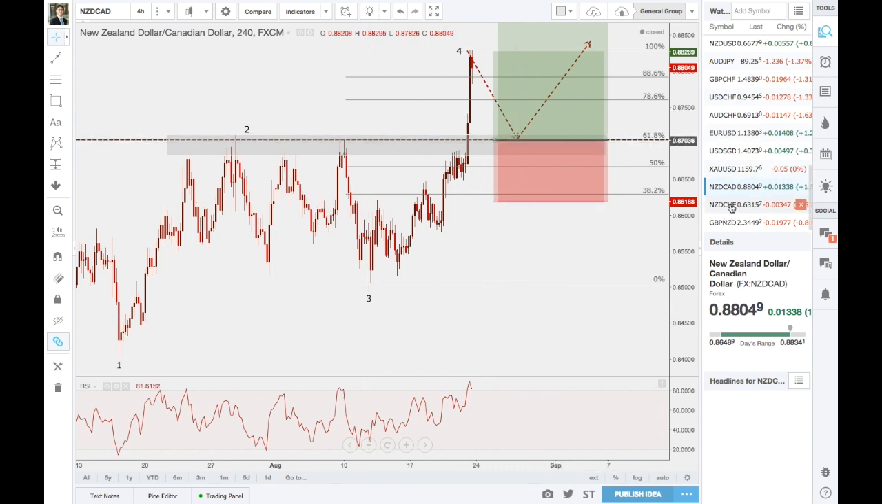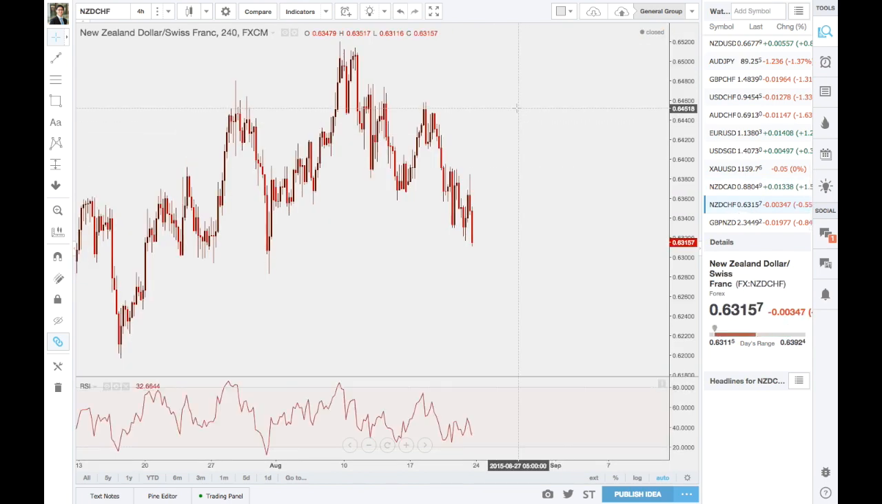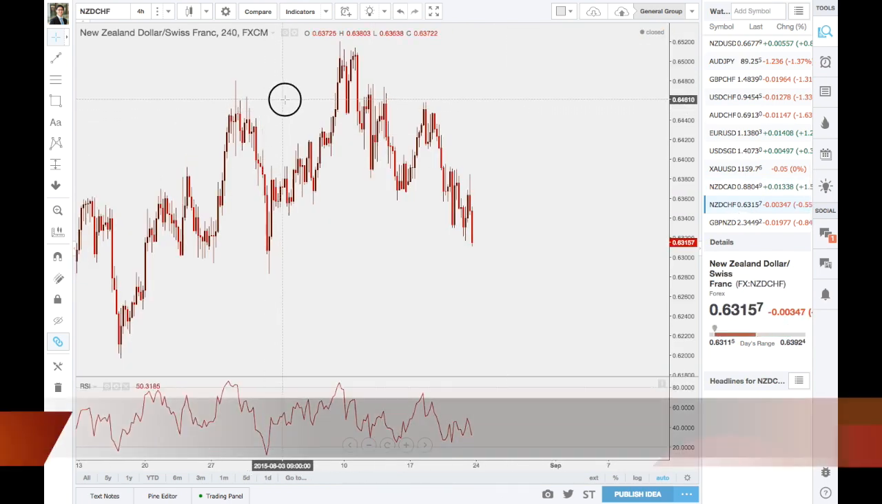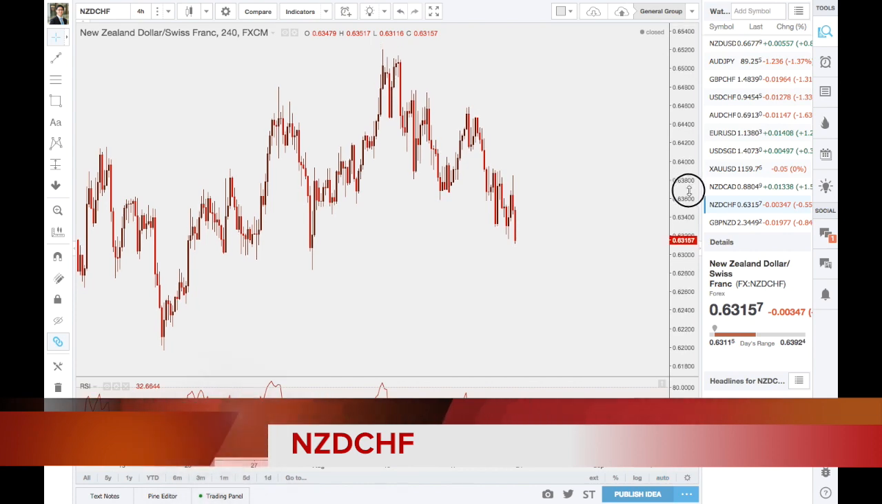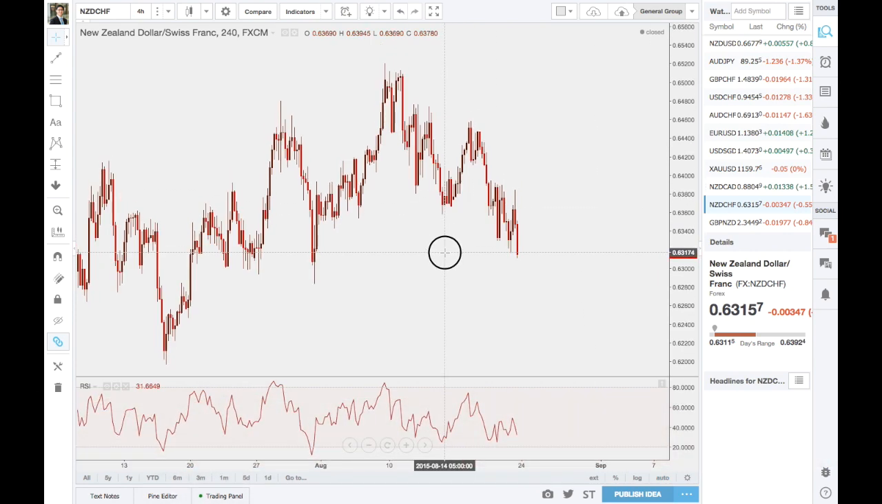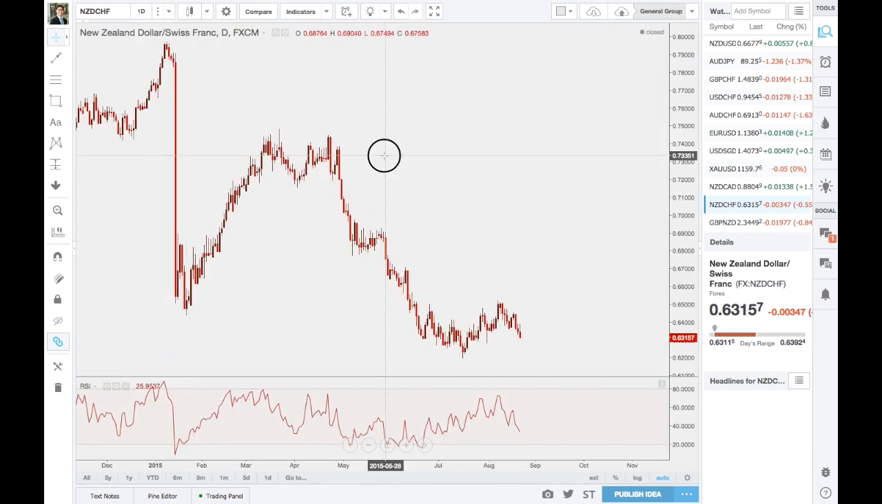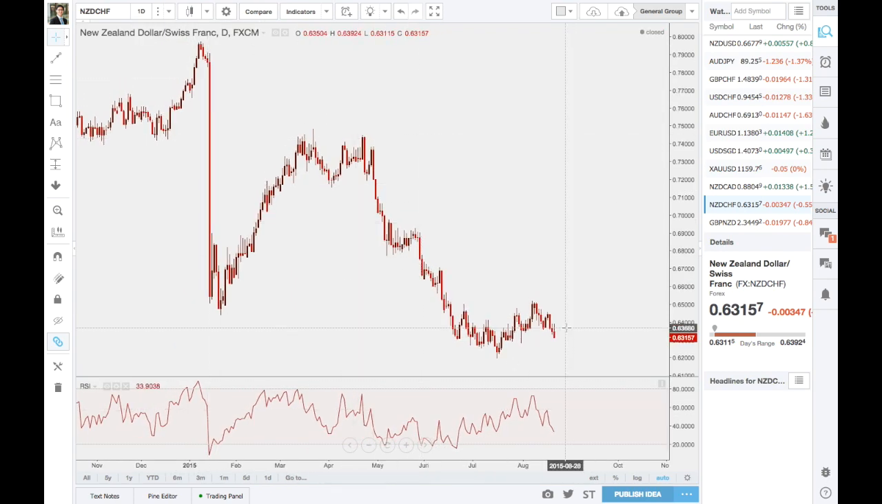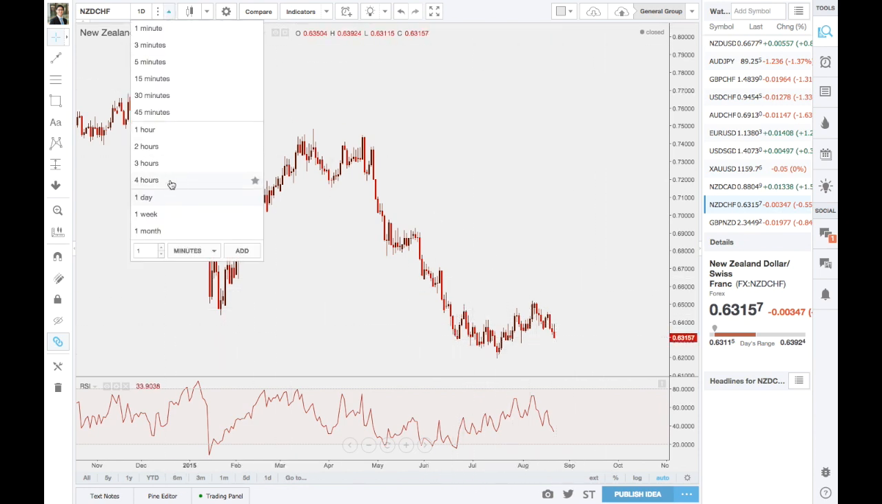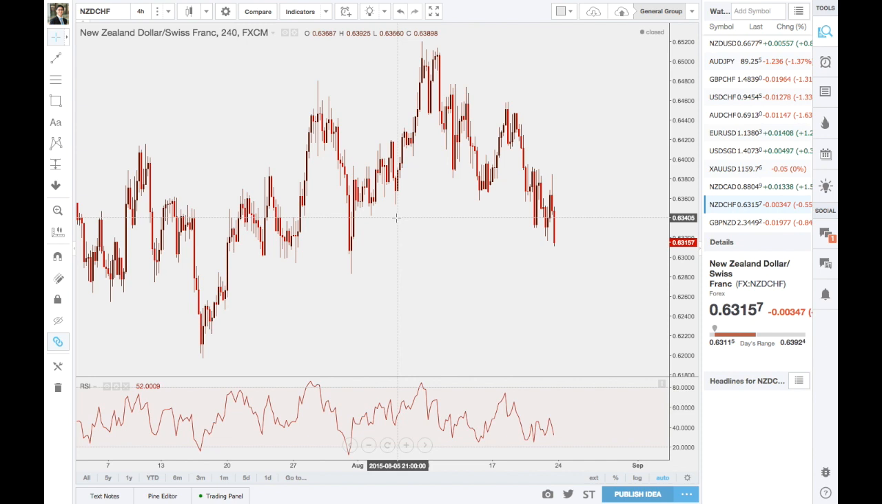Okay, so the next 2 pairs that I want to go through with you in this video: the New Zealand CHF. This is not a structure setup, but more of a harmonic pattern. If you go on to the daily time frame, it's still in the downtrend, but currently price is in a consolidation phase. When price is in a range bound consolidation area, harmonic patterns are normally established and found when markets are in range.